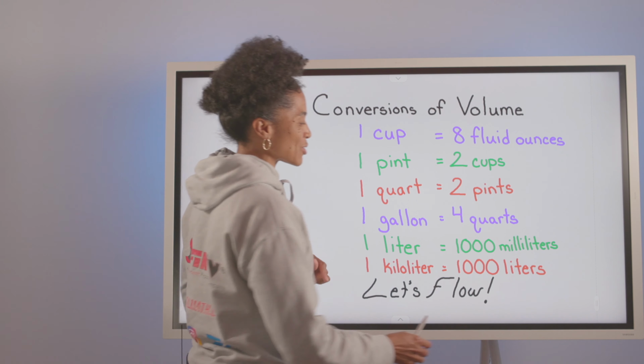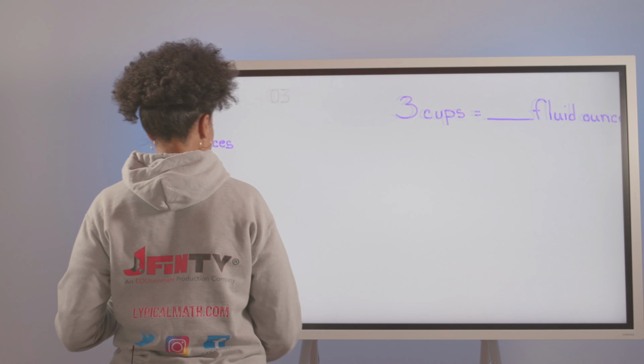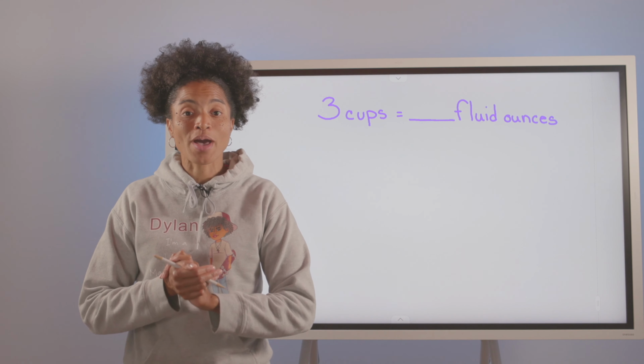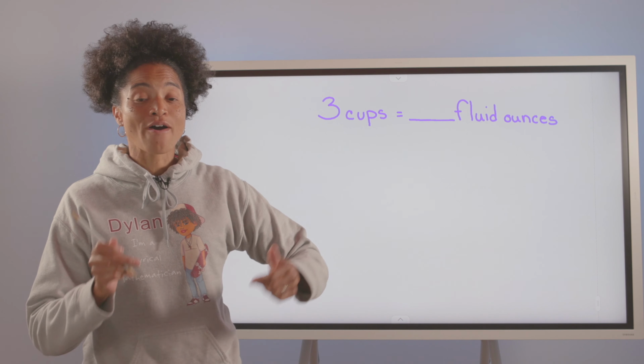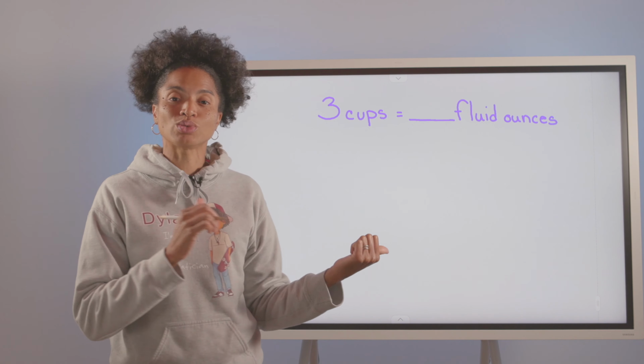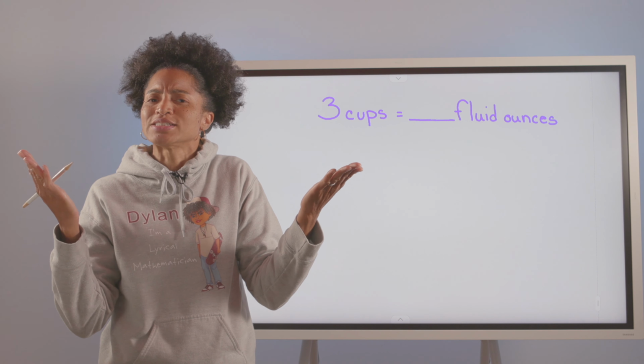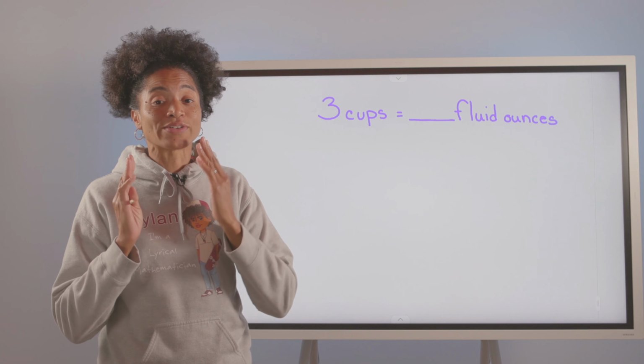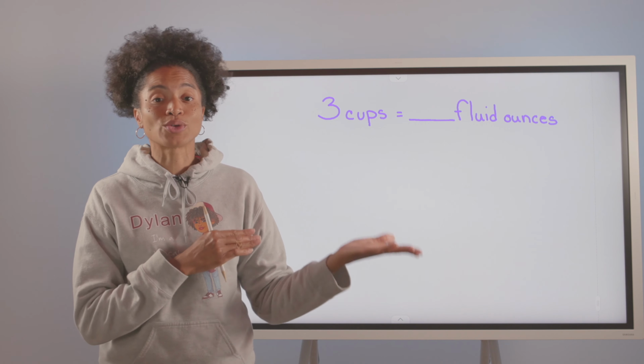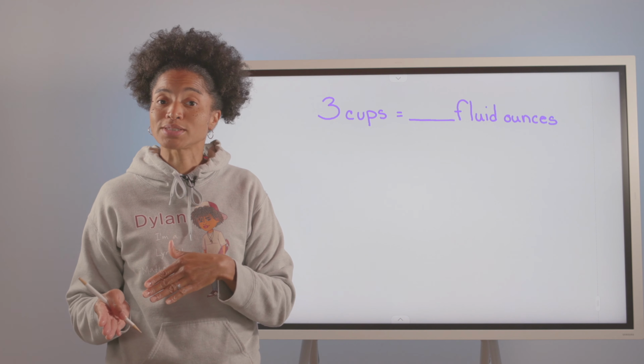All right, let's get started with our first example so that we can see how we can use these lyrics to help convert between units of volume. First example says 3 cups are equal to some amount of fluid ounces. We want to refer to our lyrics to find a conversion from cups to fluid ounces or fluid ounces to cups. Rap it out with me.